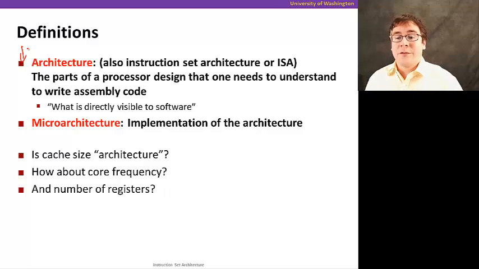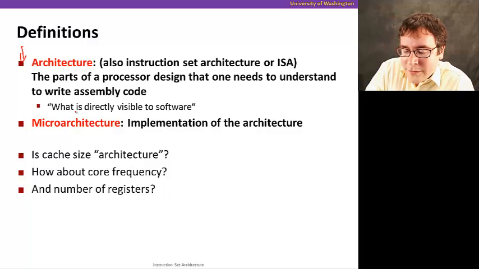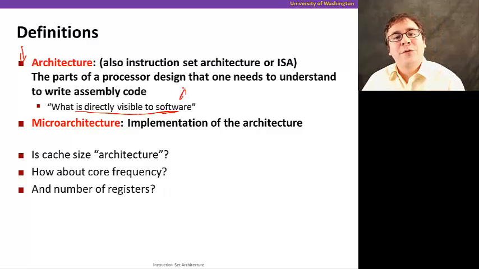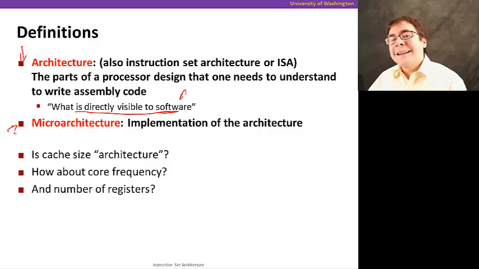It's the hardware-software interface. And another way of thinking about it, it's what's directly visible to software. If it's visible to software, it means that you have to know about it when writing code. Now, the microarchitecture, on the other hand, are details of how the architecture is implemented. Essentially, it's more details of how the instruction set architecture is implemented. Okay, so let's just think through some examples here.